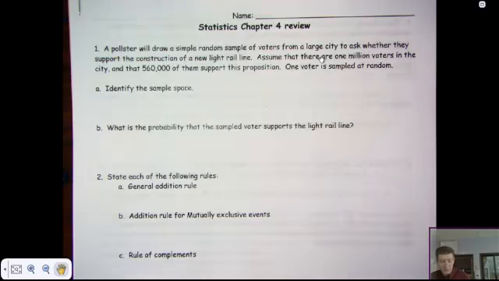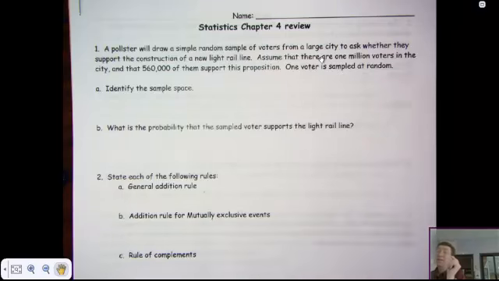All right, so on this first one, kind of running through this. A pollster will draw a simple random sample of voters from a large city to ask whether they support the construction of a new light rail line. Assume there are 1 million voters in the city and that 560,000 of them support this proposition. One voter is sampled at random. What is the sample space?